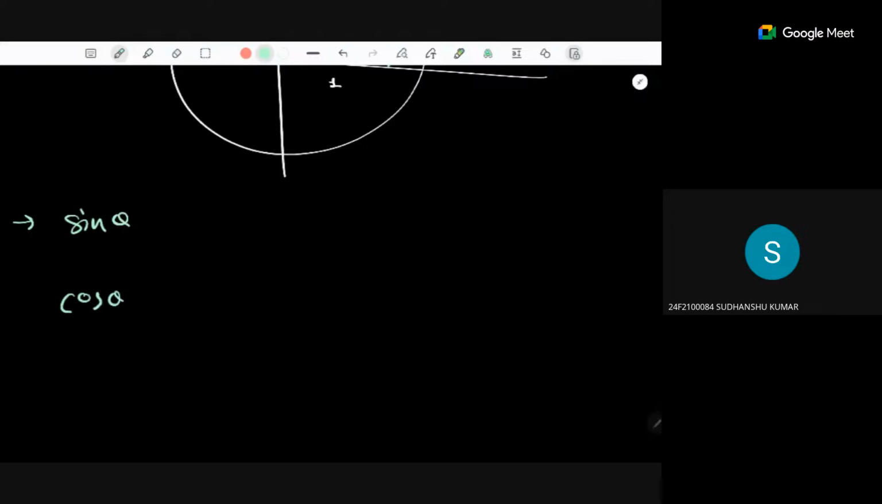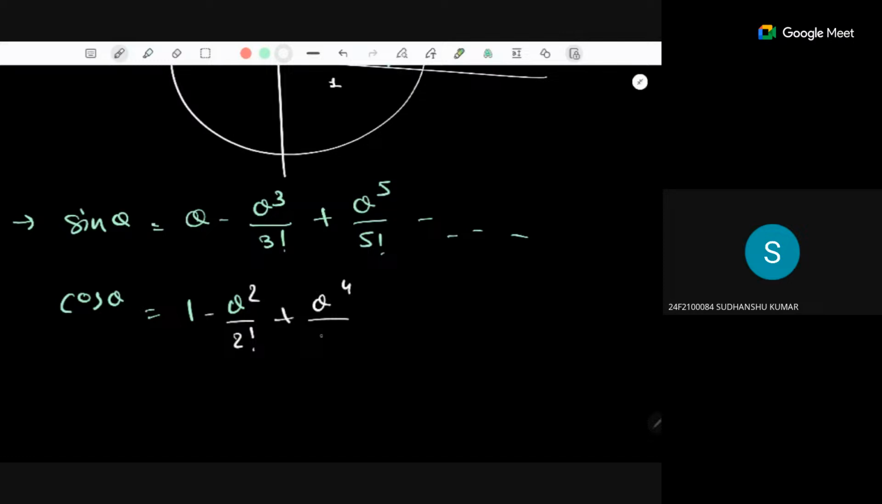Right. So sin theta is an odd function, so we can write it as theta minus theta cubed by 3 factorial plus theta to the power 5 by 5 factorial minus and so on. And the series for cos theta is 1 minus theta square by 2 factorial plus theta to the power 4 by 4 factorial minus and so on. So we learned that for these trigonometric functions, we can also have a power series.